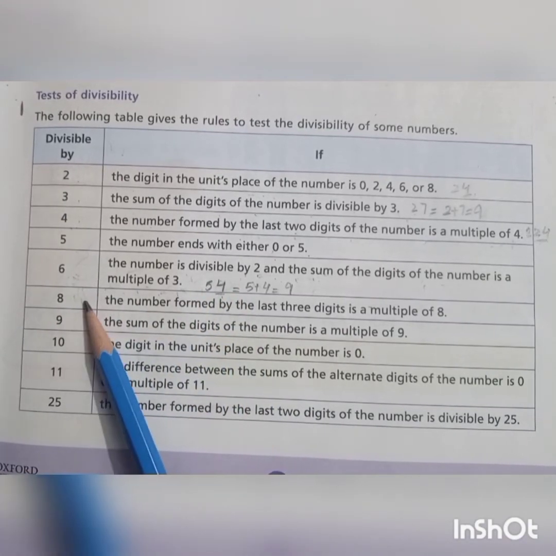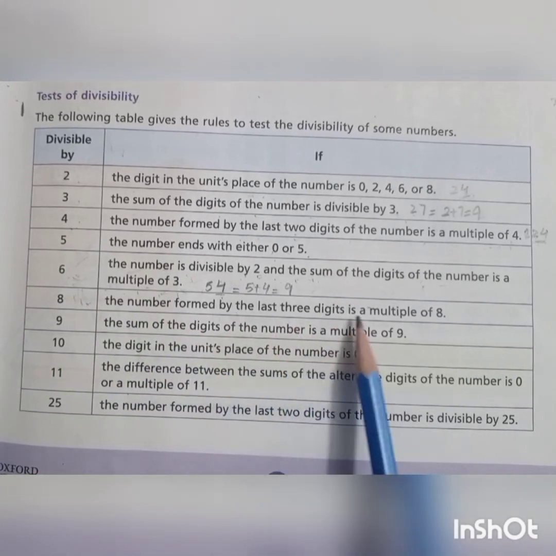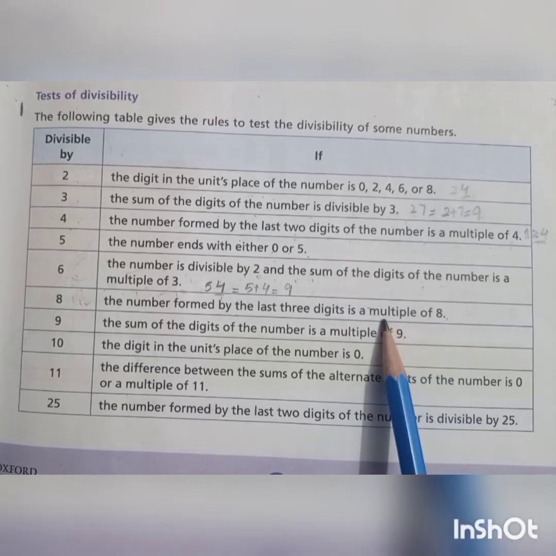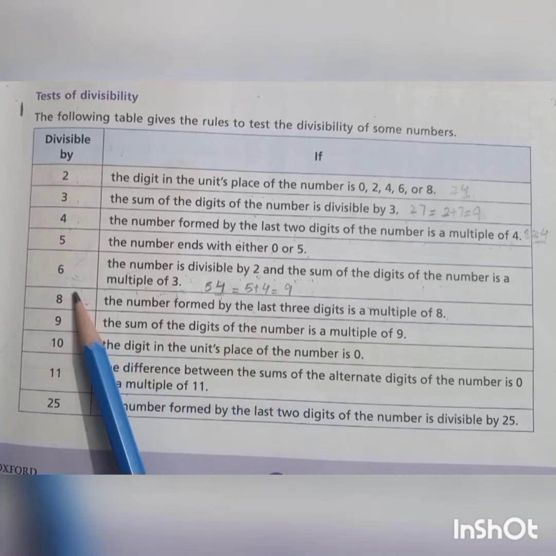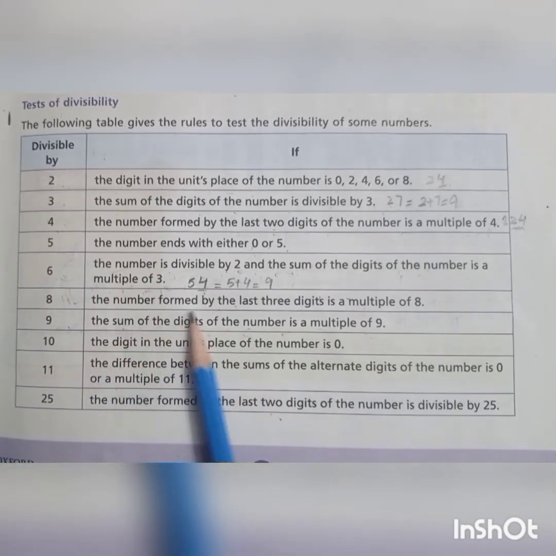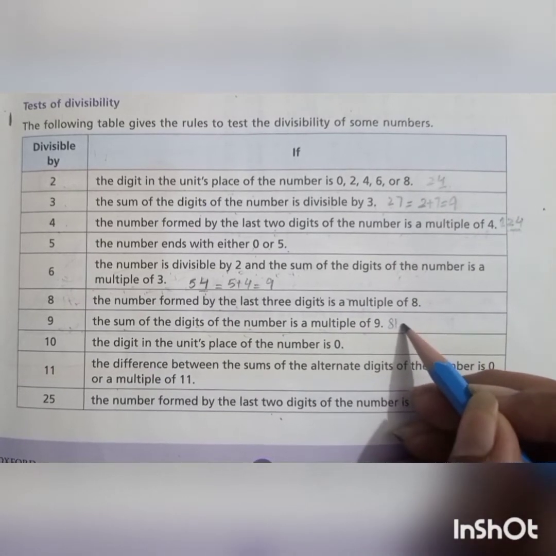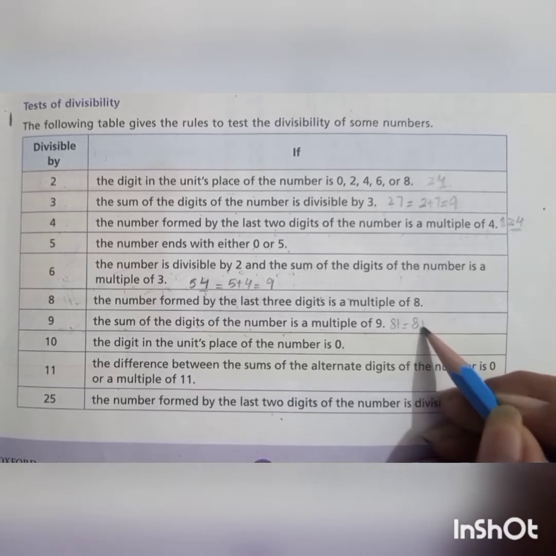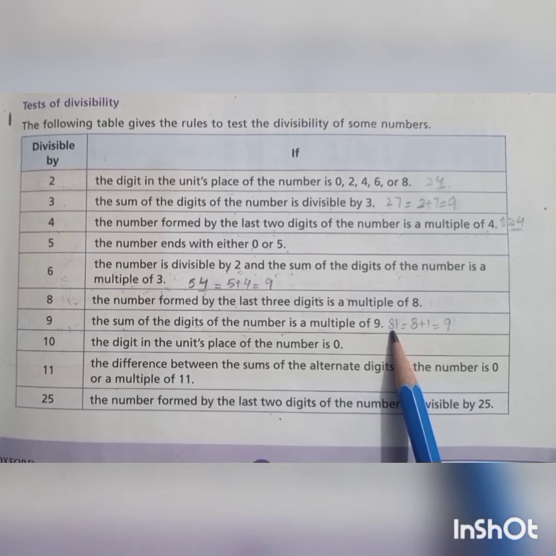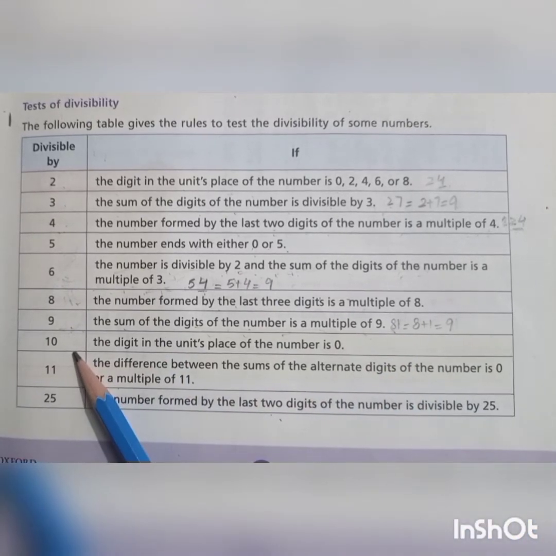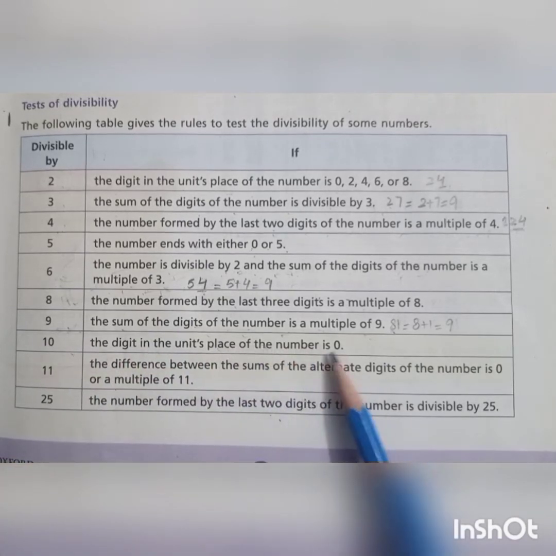Next one is 8. A number is divisible by 8 only if the number formed by the last 3 digits is a multiple of 8. It means that if the last 3 digits are a multiple of 8, then that number is divisible by 8. Next one is 9: the sum of the digits of the number is a multiple of 9. Let's take an example, that is 81. If we take the sum of these digits, 8 plus 1, that becomes 9. So it means that this number is divisible by 9. Next one is 10. A number is divisible by 10 if the digit in the units place of the number is 0.